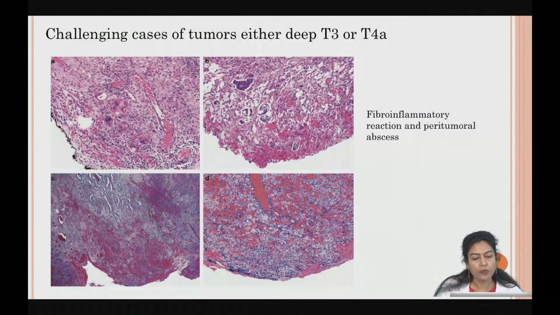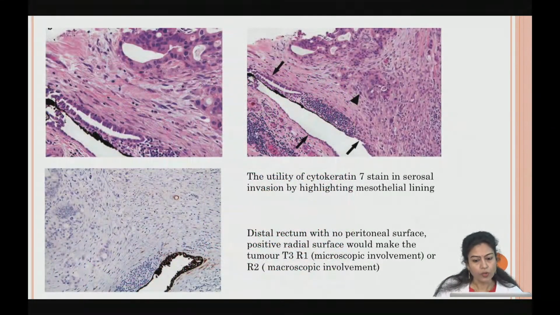There are challenging cases when we are not able to identify whether it's a deep T3 or a T4A, and this is when there's a lot of fibroinflammatory reaction and peritumoral abscess. In such cases, it is advisable that we go further for either an elastin stain or employ an immunohistochemistry like cytokeratin, wherein you can identify the tumor cells and see whether they are reaching the inked margins. Also, another role is to use IHC like CK7. Cytokeratin 7 will highlight the mesothelial cells, as you can see here, and it will identify the tumor cells which are reaching up to the margins, and this also becomes T4A.